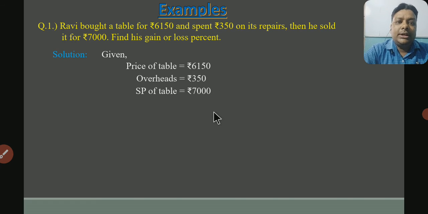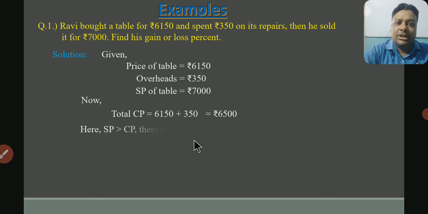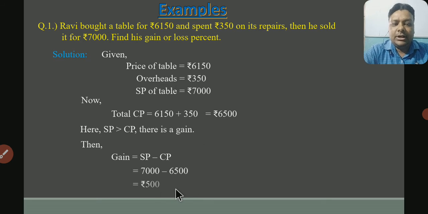Now at first, to get the final CP, total CP, we will add both, that means the price of table and overheads. It will be 6,500, and clearly you can see CP is less than SP. Okay, so SP is greater than CP, it means there is a gain. So what is the gain? Gain equals SP minus CP, that is 7,000 minus 6,500, it will be rupees 500. So Ravi will gain rupees 500.